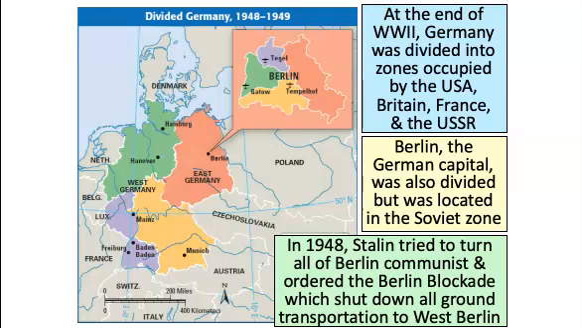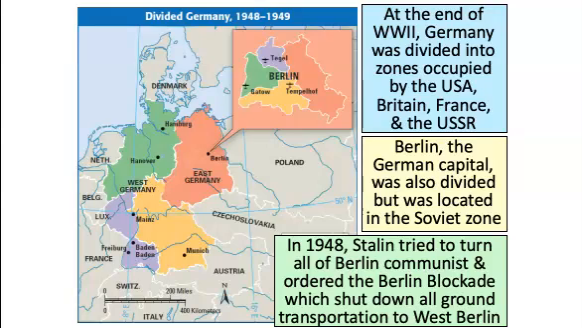Now, at the end of World War II, Germany was divided into zones occupied by the US, Britain, France, and the USSR. Berlin, the German capital, was also divided, and it was located in the Soviet zone, as you can see from the map on the left. In 1948, Stalin tried to turn all of Berlin communist, and this became one of those confrontations between the US and USSR, and it ordered a Berlin blockade, which shut down all ground transportation to West Berlin.